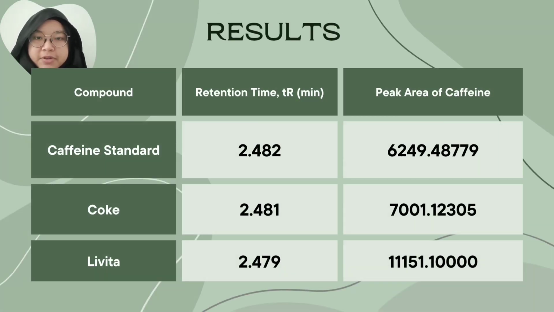The high-performance liquid chromatography (HPLC) analysis yielded valuable insights into the retention time and peak areas of caffeine in all samples, successfully fulfilling the experiment's objectives. The caffeine standard exhibited a retention time of 2.482 minutes and a peak area of 6,249.48779. These results will be used as reference for identifying caffeine in other samples.